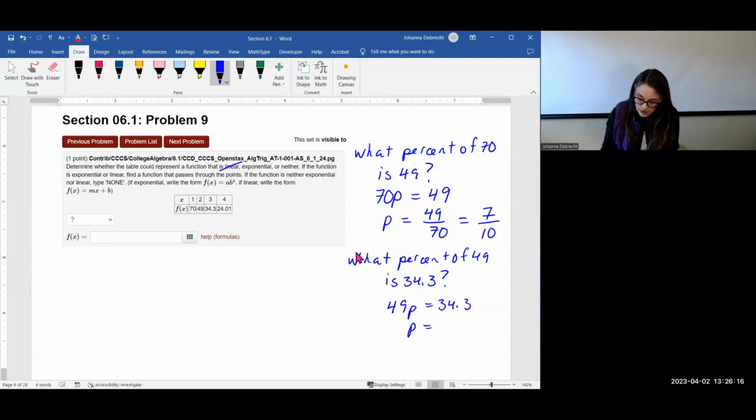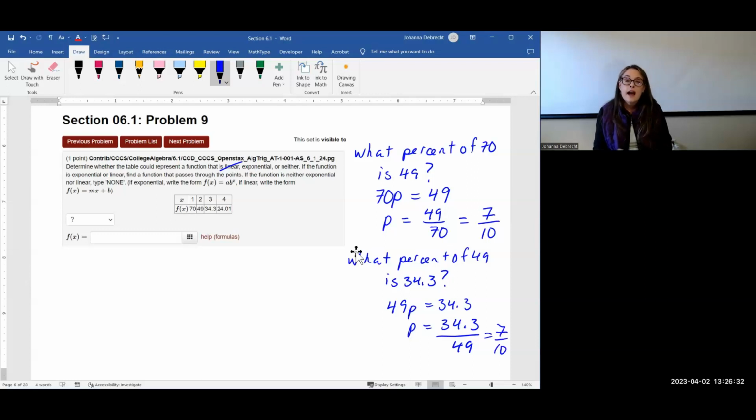So the percentage is 34.3 divided by 49. And when you do that, you're going to get 7/10. So this tells me that I am using the same multiplicative factor between the first three. Now, what about that last one?